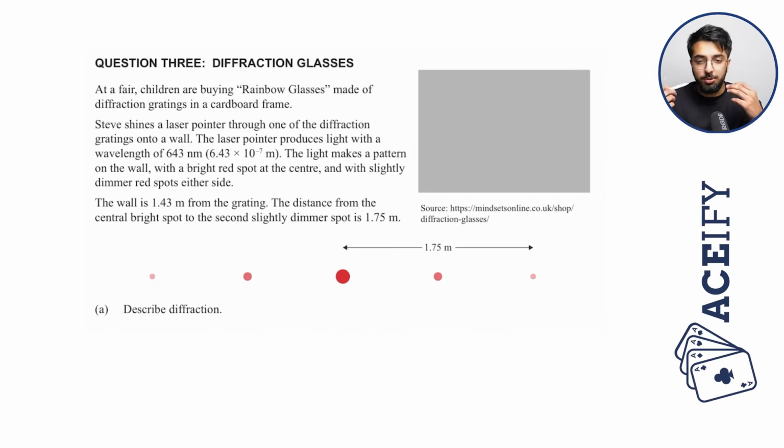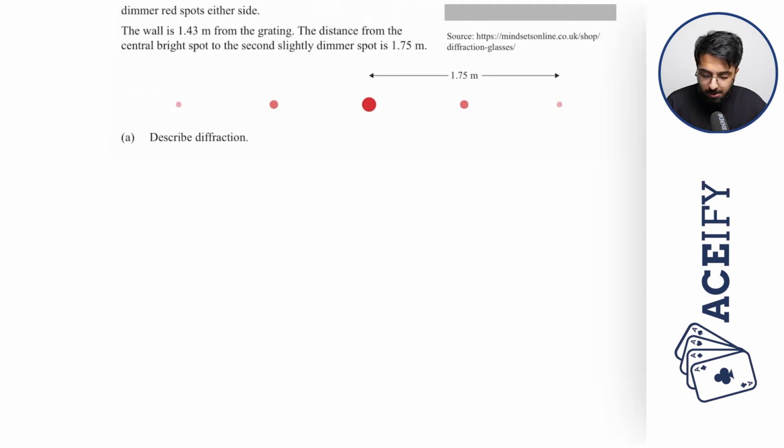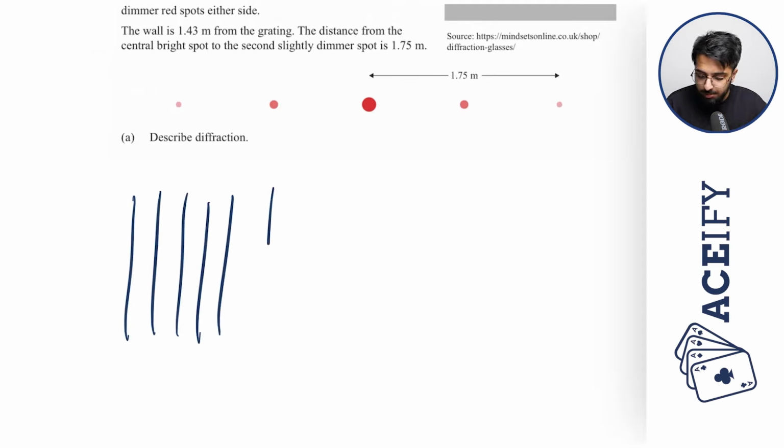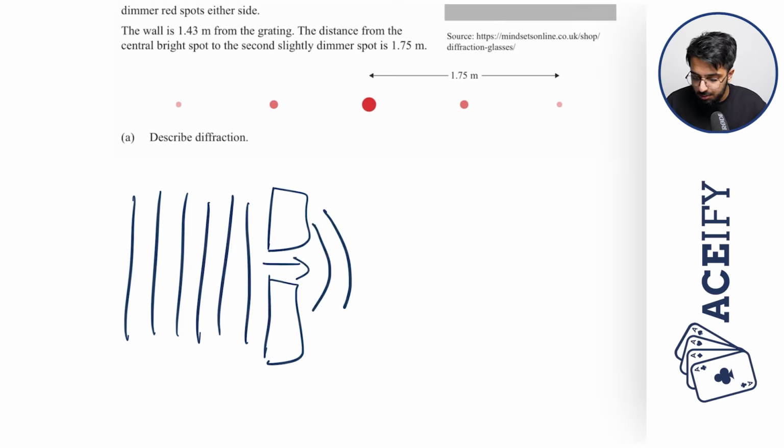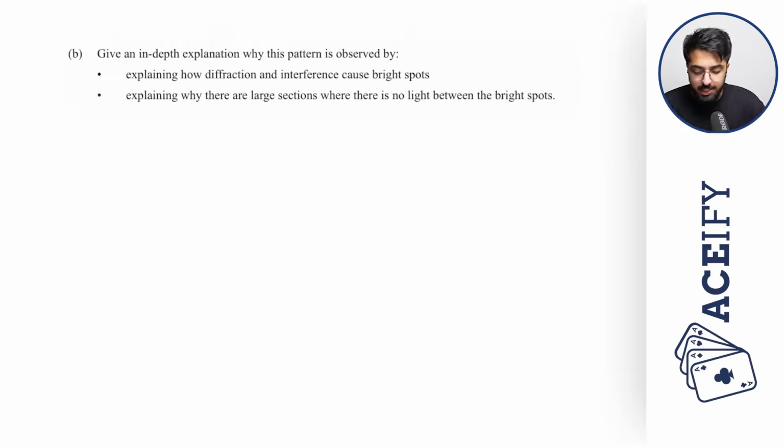Describe diffraction. So diffraction is when waves spread out when they are met with a gap or an obstacle in their path. Okay, so if we have waves right here and we have an obstacle like so, as the waves go through this obstacle, they're going to spread out like so. Give an in-depth explanation why this pattern is observed by explaining how diffraction and interference causes bright spots and explaining why there are large sections where there is no light in between the bright spots.